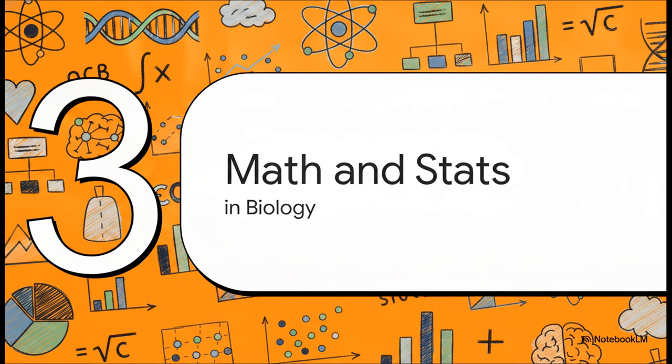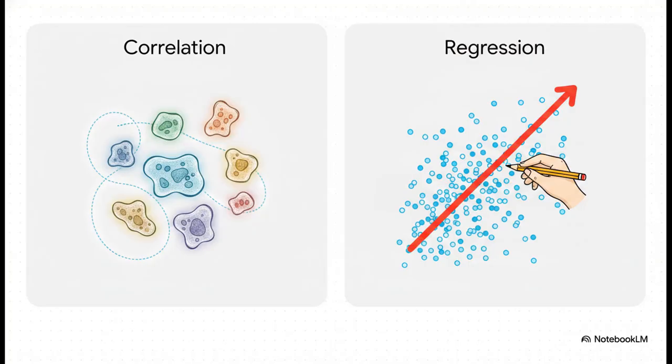Part 3, math and stats in biology. All right, so now that we have the computers and the data, we really have to talk about trust. How do we know the patterns that computers find are actually real? A strict mathematical foundation is absolutely required here. For example, let's say we want to understand the association between heart rate and systolic blood pressure in a group of patients. A simple visual estimation isn't going to cut it.